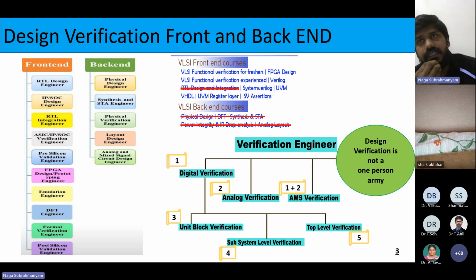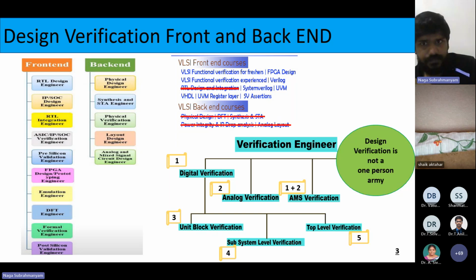Okay, entire verification is of two types: top level verification, and another one, leaf level verification. I'll tell you what is top level and what is leaf level. For the time being, you can understand this. There is a kind of thing called digital verification. In that, unit block will be there, subsystem level will be there, top level will be there. This AMS is nothing but digital and analog both, mixed signal verification.